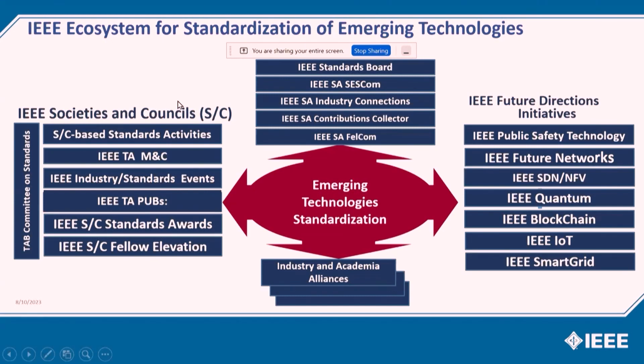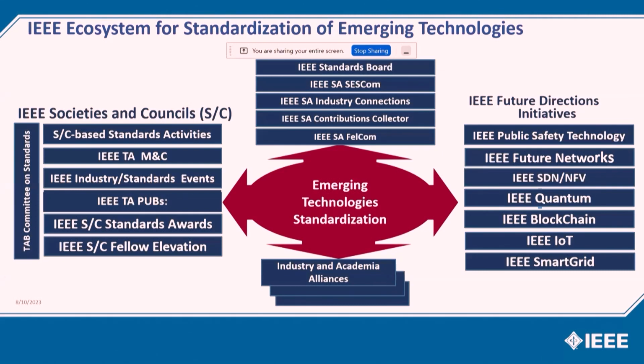What you have on the left is a typical technical activities environment, right? You have standards activities based in councils and societies. You have TA conferences, technical activities conferences. You have industry and standards events in IEEE SA and in other industry-oriented societies and groups. You have technical activity clubs. You have standards, and you have rewards. You have standards awards, and you have Fellow elevation. And researchers care about these things.